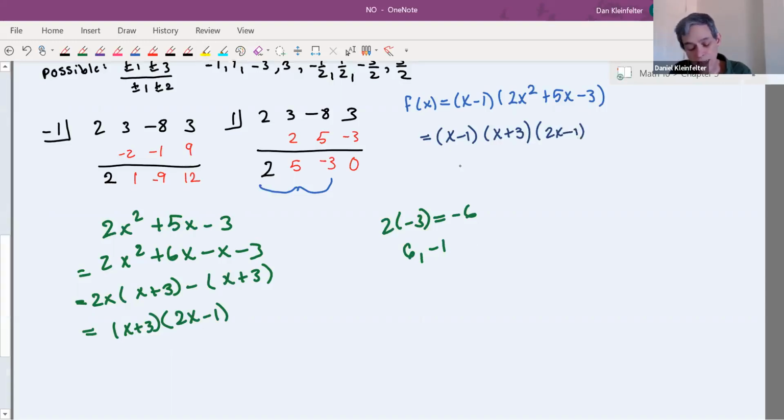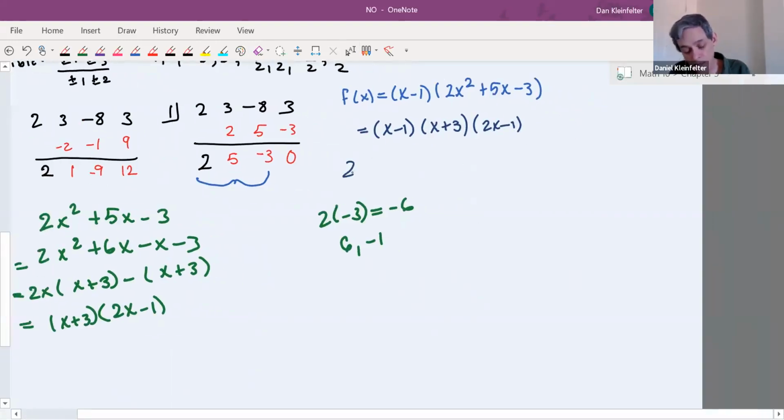Okay, so that takes care of the factorization. And then the zeros are 1, -3, and -1/2. And you can obtain those by setting each of those factors up above equal to 0.